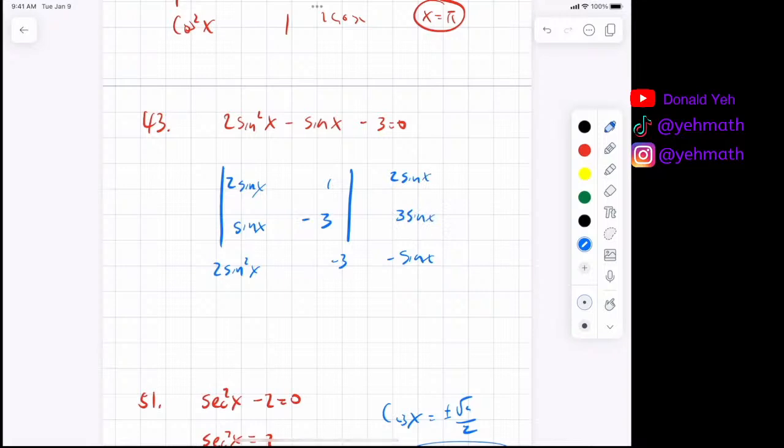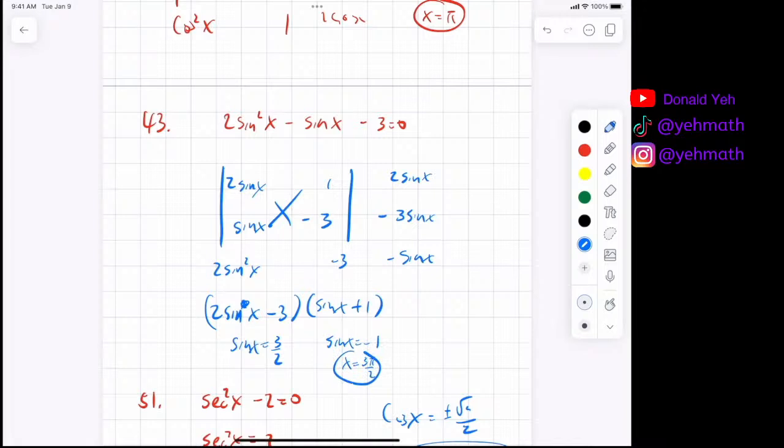And this one is negative, I believe. Is that negative? So 2 sine square of x minus 3 sine of x plus 1. Sine of x equal to 3 over 2. Now 3 over 2 is beyond the range of sine. So sine of x equal to negative 1, x equal to 3 pi over 2. And that will be the only answer, I believe. Hopefully I got it right.